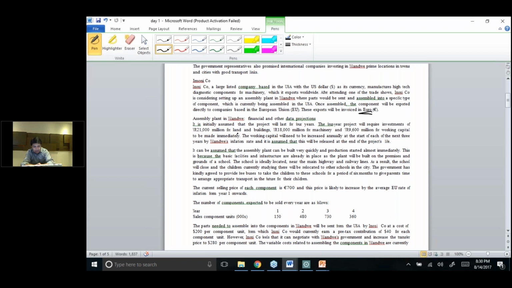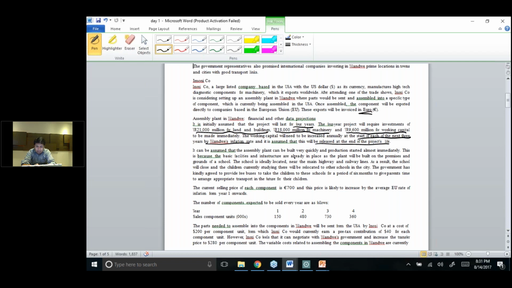So, okay, let's have a quick view. It is initially assumed that the project will last for 4 years. So it's a 4-year project. The 4-year project will require investment of 21,000 million for land and building, 18,000 million for machinery, 9,600 million for working capital. Working capital will increase every year at the start of each next year with the relevant inflation, and it will be released back at the end of the 4th year.